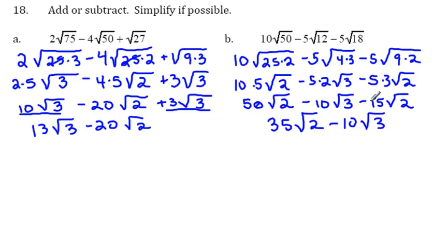Remember, when you're adding or subtracting, it's just like terms. You add the coefficients in front and you keep the radicals the same. Not the radicands, the radicals. Radicand is just a number underneath. And so that's my final answer.